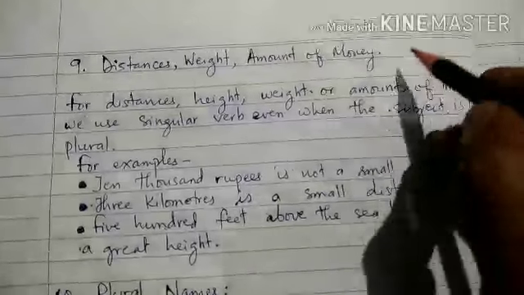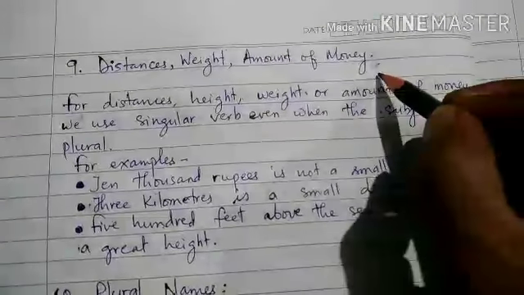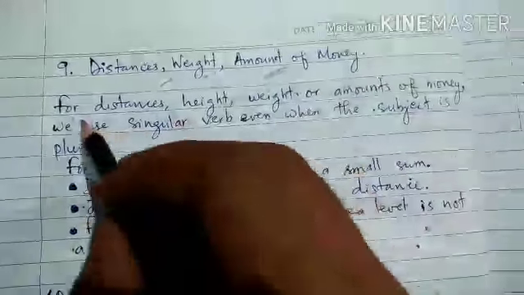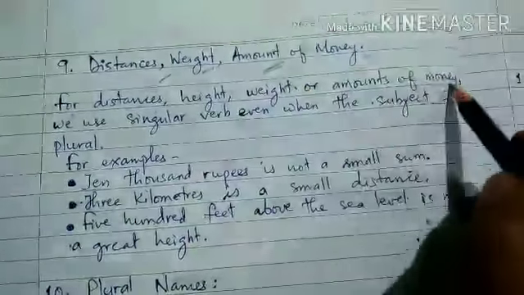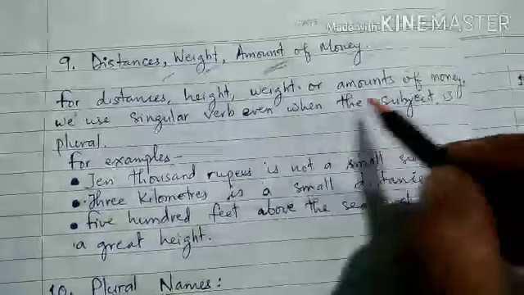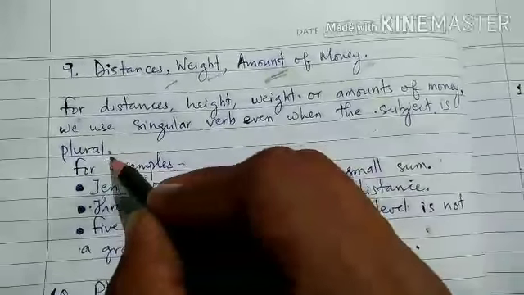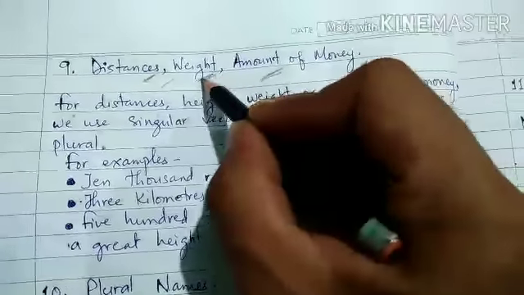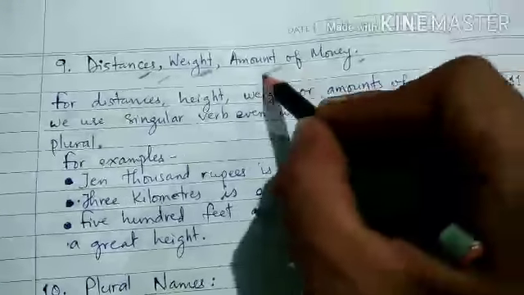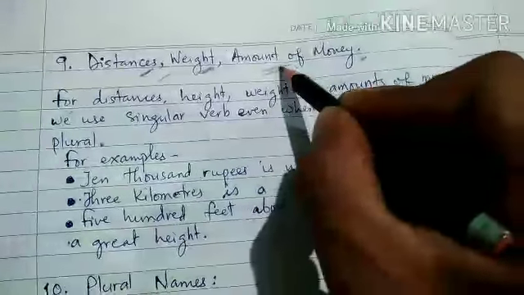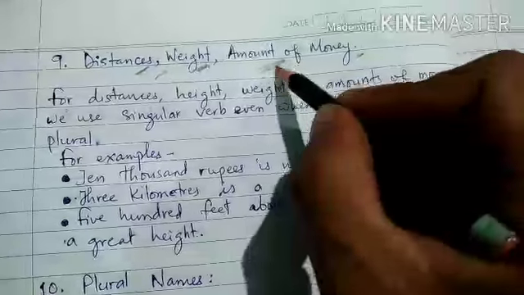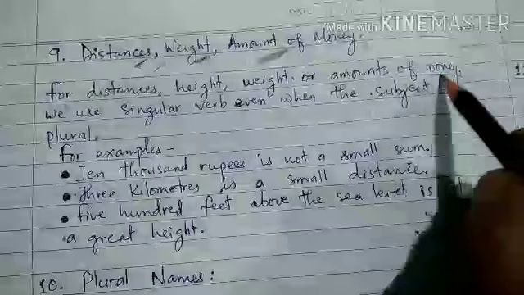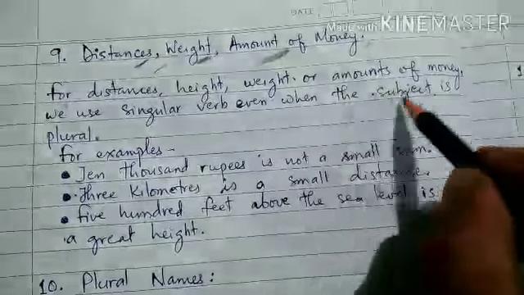Now, the ninth concept to understand about subject and verb agreement: distances, weight, amount of money. So it is written here, for distances, height, weight or amount of money, we use a singular verb even when the subject is plural. So जब भी हम subject में distances को लिखते हैं, weight को refer करते हैं, amount of money के बारे में लिखते हैं, चाहे वो दिखने में plural हो, तो हम उसके बाद singular verb ही use करेंगे. Understood?